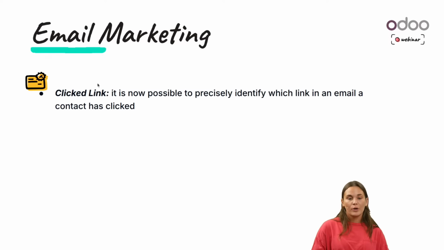All right, what about the last new feature of email marketing? It's the clicked link. What it means is that it's now possible to precisely identify which link in an email a contact has clicked on.